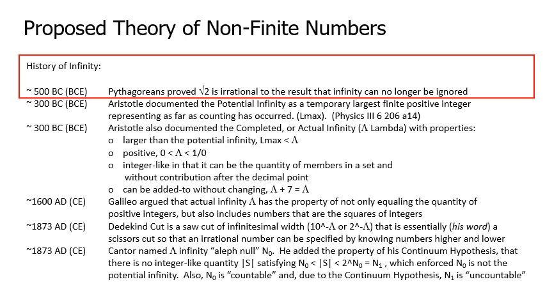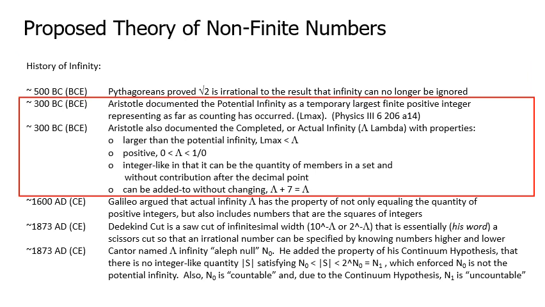2,500 years ago, Pythagoreans were forced to acknowledge a mathematical relevance to infinity because they discovered a proof that the square root of 2 is irrational. A couple hundred years later, Aristotle wrote in a book several contemporary concepts for infinity. The infinity Aristotle thought was mathematically acceptable was the finite potential infinity, which is the temporary largest finite positive integer, what can be thought of as how far counting has gotten.